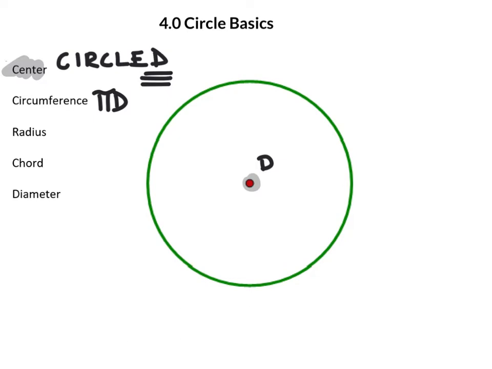It is the distance from the center to the edge of the circle. That is known as a radius. And, of course, all radii are congruent. Part of that is based off of really what a circle is. A circle is all points that are equidistant from a given point, or known as the center point.